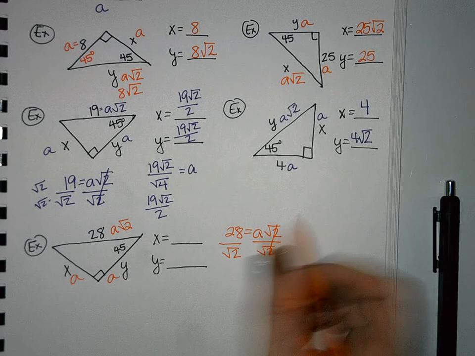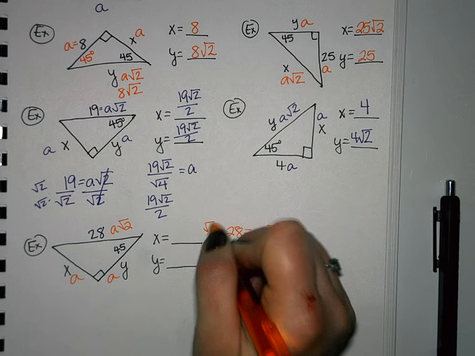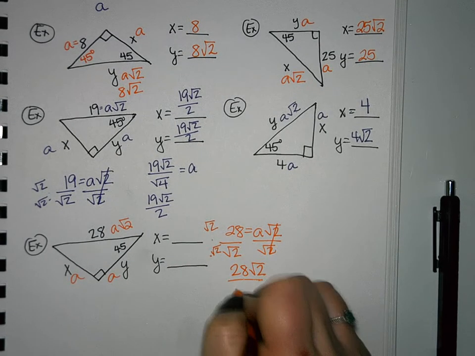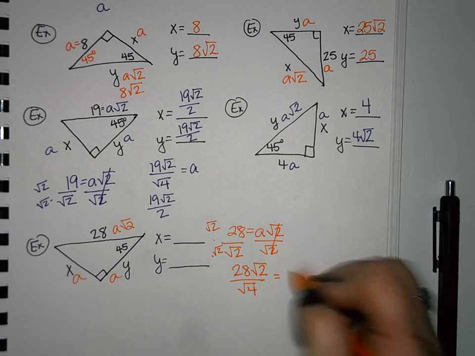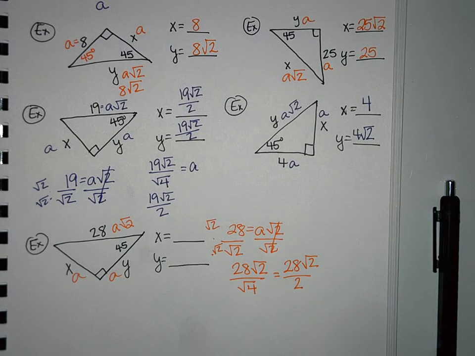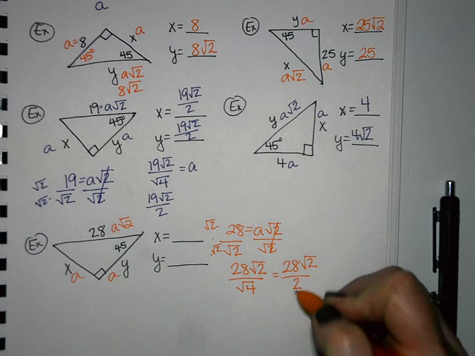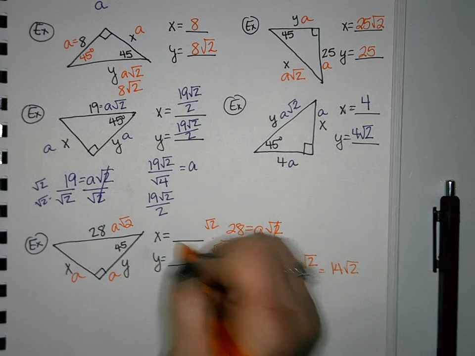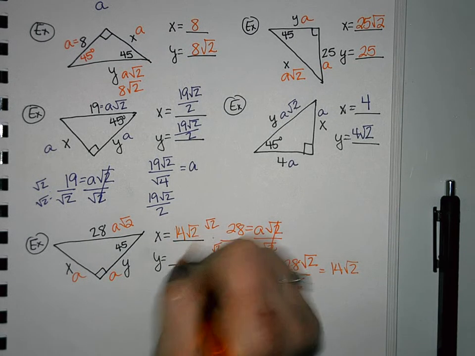We have to rationalize, so we multiply top and bottom by the square root of 2. So I have 28 square root 2 over the square root of 4, which will give us 28 square root 2 over 2. Now what happens here? That's different than the one before. We can simplify this one. So how do we simplify 28 root 2 over 2? We can divide these both by 2 and we get 14 root 2 as our a. So that would be what our x and y both equal.